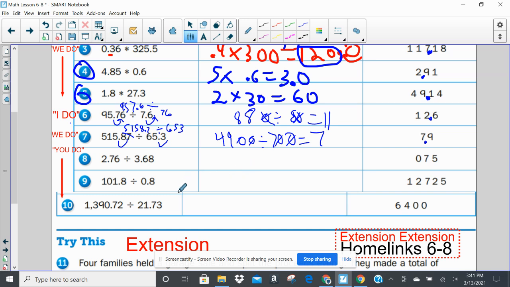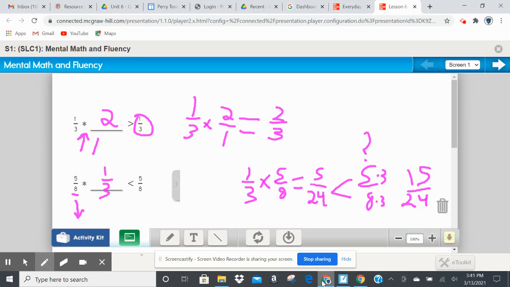7 and 9 tenths. Now what I want you to do is try numbers 8, 9, and 10 on your own. Give that a try.